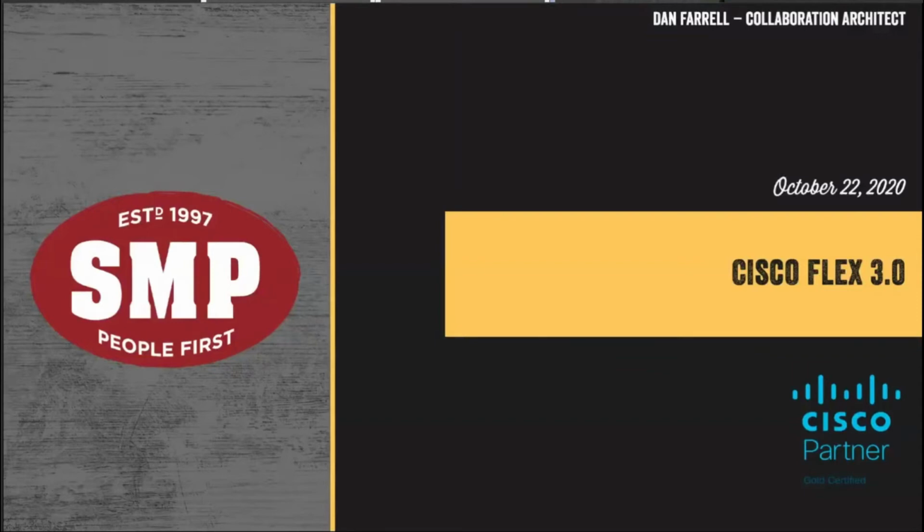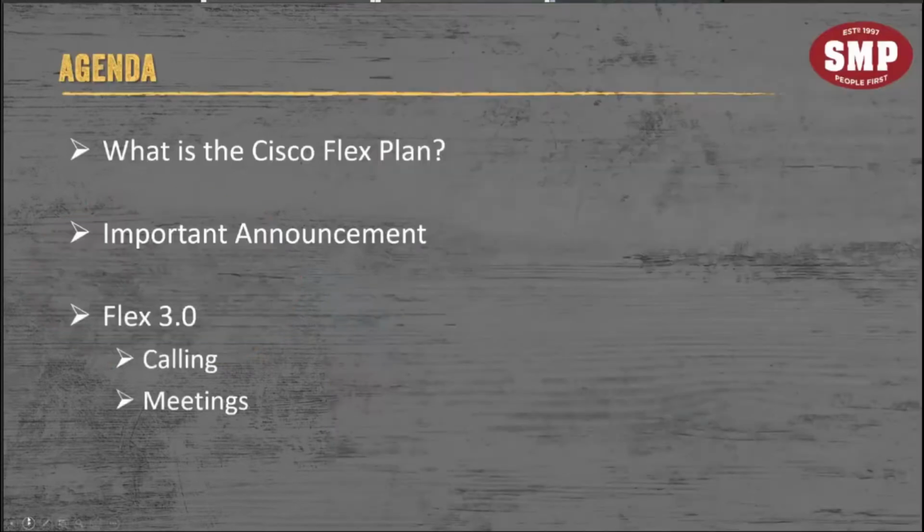All right, today we're going to be talking about Cisco Flex 3.0. This update is a very massive change in the world of licensing for collaboration. So I'm going to walk you through a few different items, how they're going to impact everybody on this call. And if you don't think that it's going to impact you, please let me know at the end of the webinar, but it's going to impact everybody.